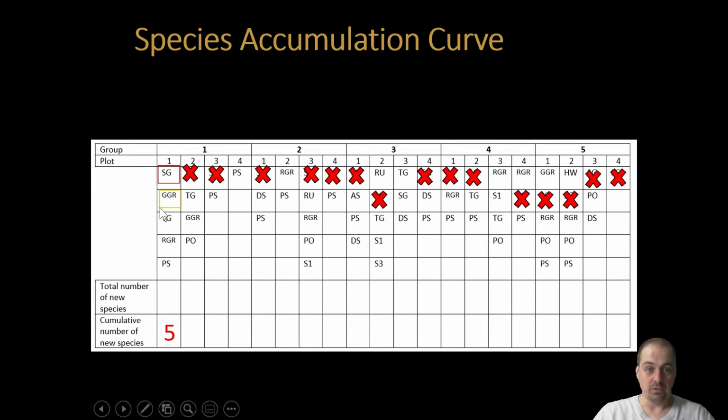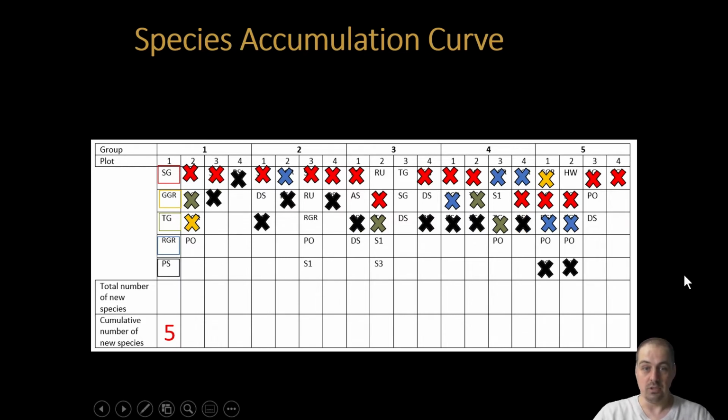So the next one is GGR. You're going to eliminate everywhere you see GGR. So here and here. TG, same thing. Cross those out. RGR, so a couple here, and so on. And PS, bunch of those, so you cross them out.